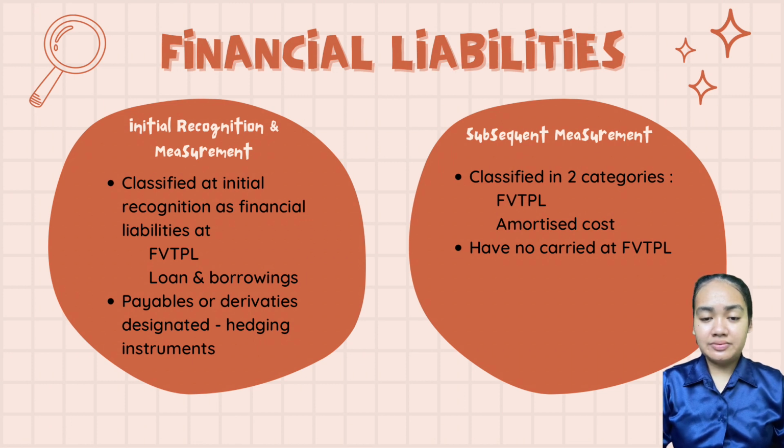Initial recognition: a financial liability is recognized when the entity becomes a party to the contractual provisions of the instrument. It is recognized on the statement of financial position under the liabilities category, and initial measurement is at fair value. Transaction costs should be deducted from the amount of debt.